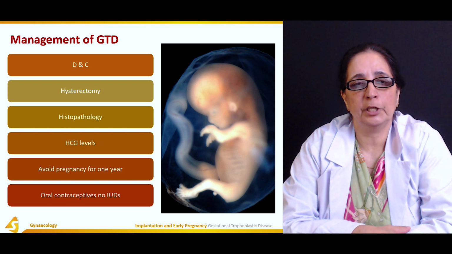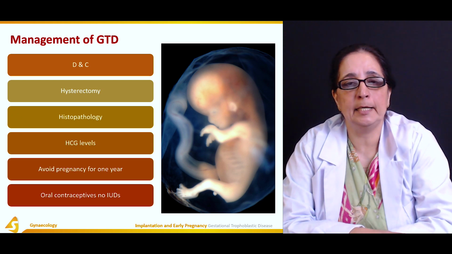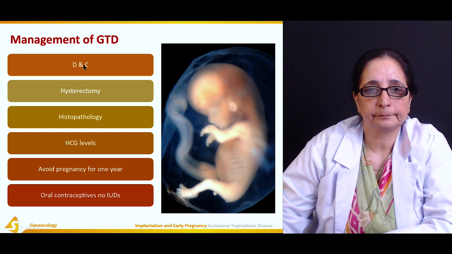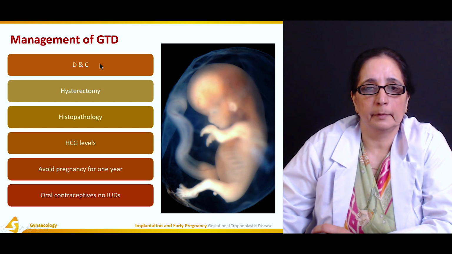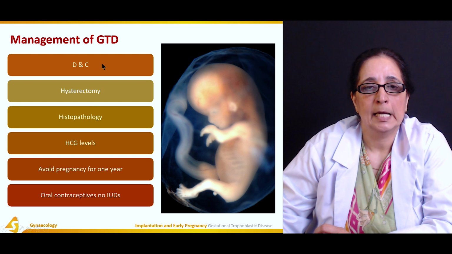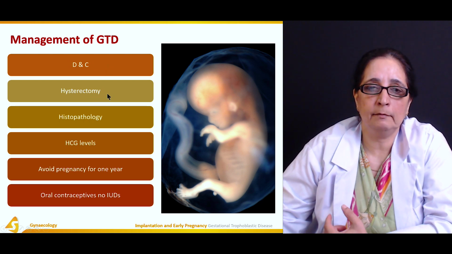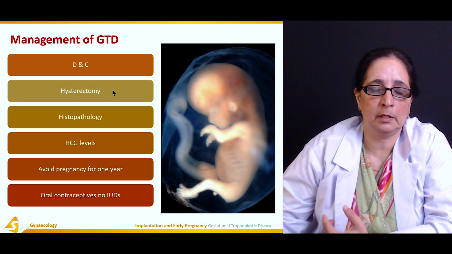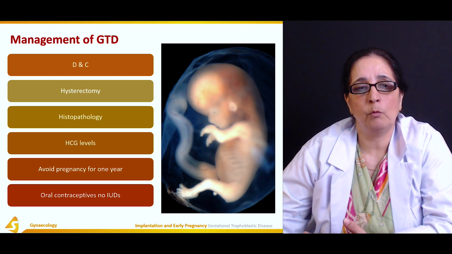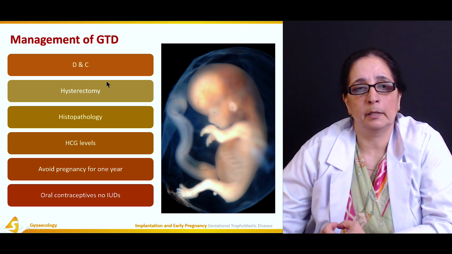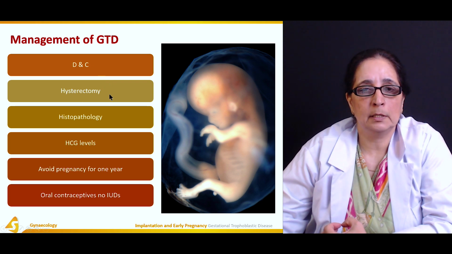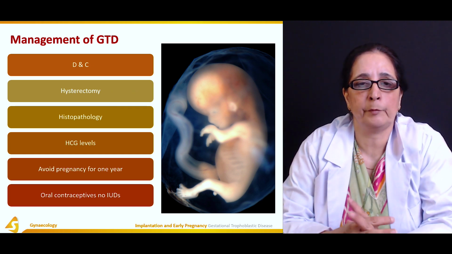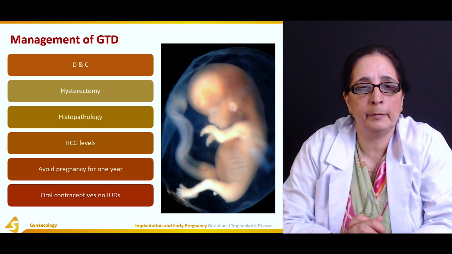Then the management of gestational trophoblastic disease. D and C, which is dilation and curettage, is done to remove the molar tissue from the uterus. Hysterectomy, in case it's invasive or it is malignancy, is done to remove the uterus, in order to avoid the spread of the malignancy. This is important. If the uterus is removed, the chances that the malignancy will spread to further areas will be reduced.